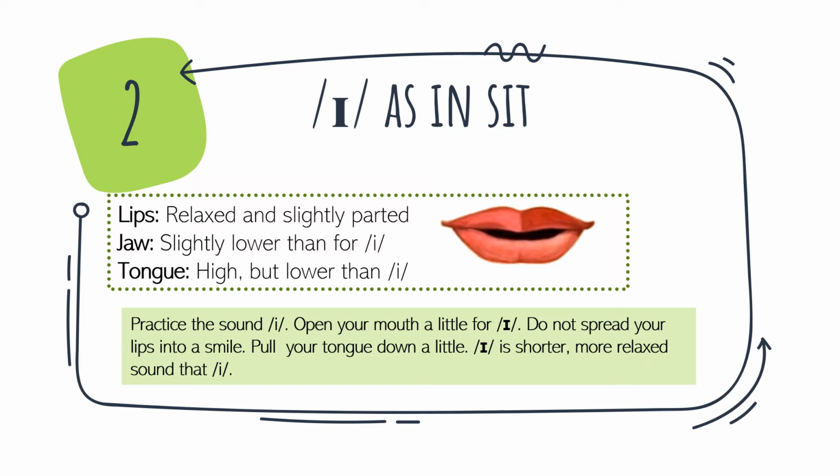Okay, so let's practice. Practice the sound E. Open your mouth a little for E. Do not spread your lips into a smile. Pull your tongue down a little. This vowel sound is shorter, more relaxed than sound E.